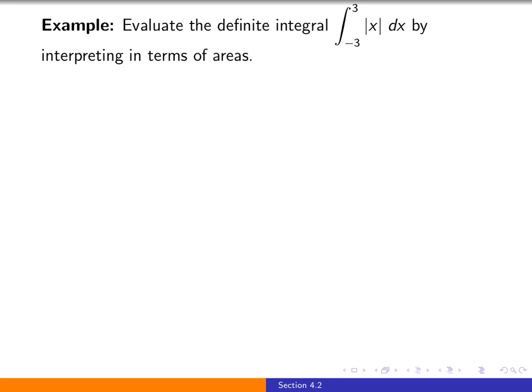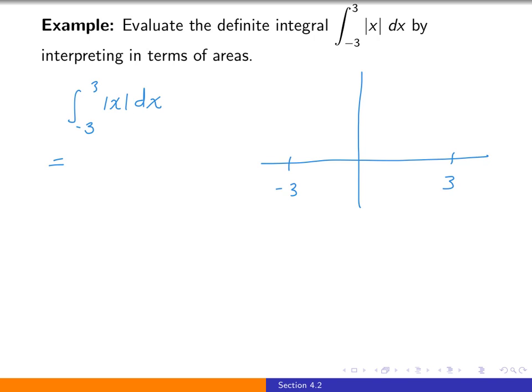So in terms of areas, let's evaluate the given definite integral: the definite integral from -3 to 3 of the absolute value function. What we need to do is sketch the absolute value function and think about what area it encloses between -3 and 3. Graphically, the absolute value function is V-shaped. For negative inputs, you have the line y equals minus x. For positive inputs, you have the line y equals x.